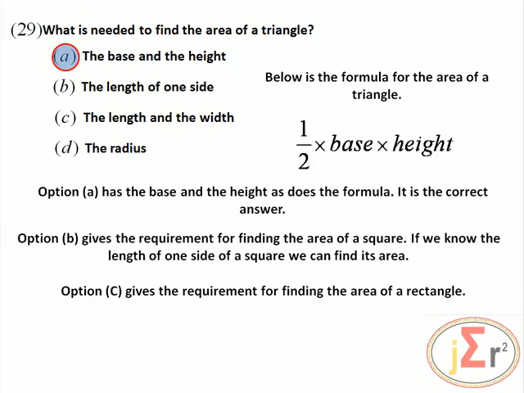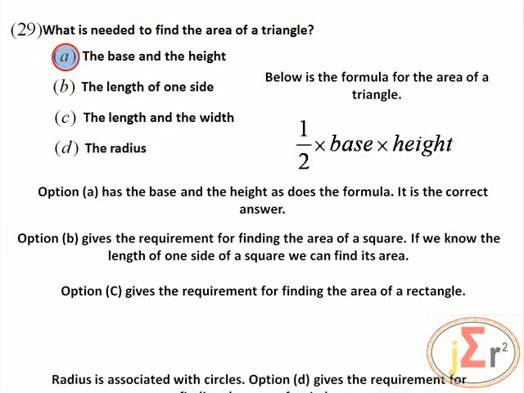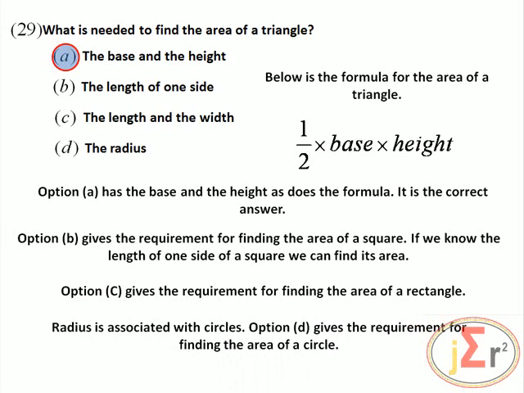Option C gives the requirement for finding the area of a rectangle. Length multiplied by width, that will give the area of a rectangle. And radius, oh, that's why you are laughing. Right. There's no radius in a triangle. Radius is associated with circles.